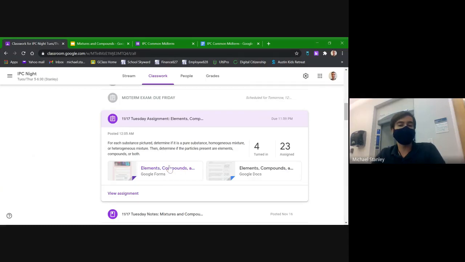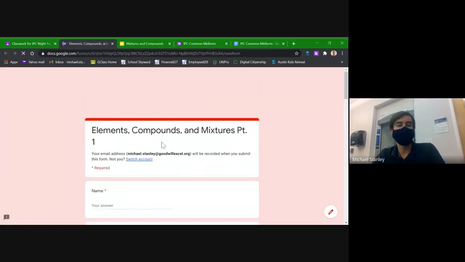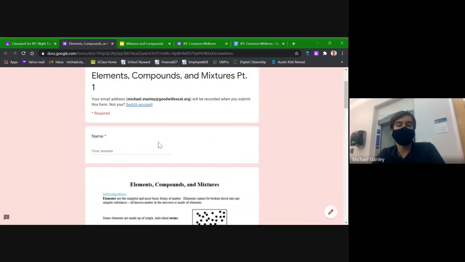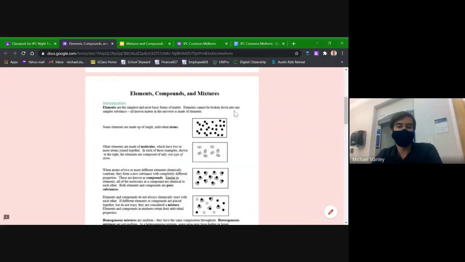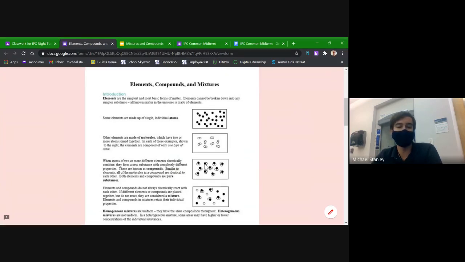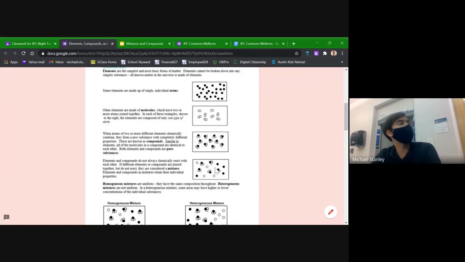But for our assignment tomorrow, the first part of it is kind of a review of what we just talked about. So it talks about the different types of elements. It talks about the compounds. So again, different elements that are chemically combined with each other. It talks about our mixtures. So we have atoms and compounds and different atoms all combined together in our mixture right here.